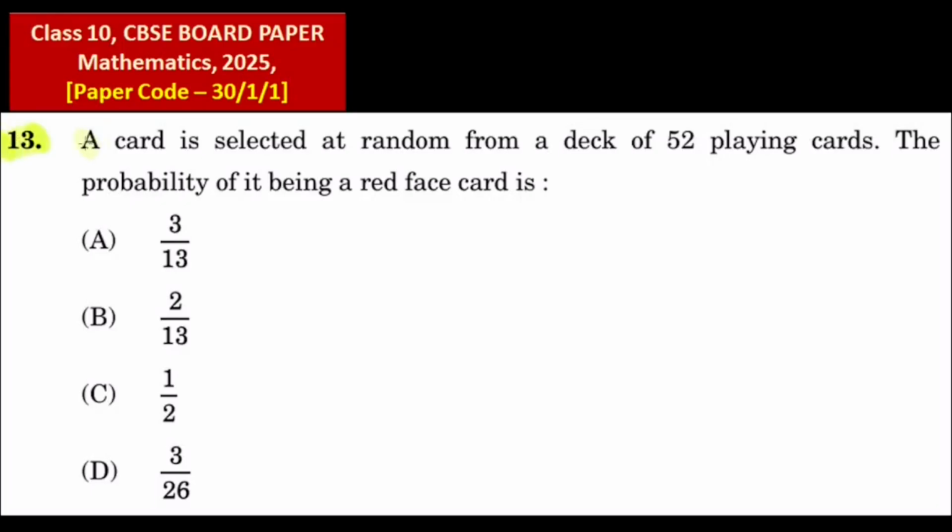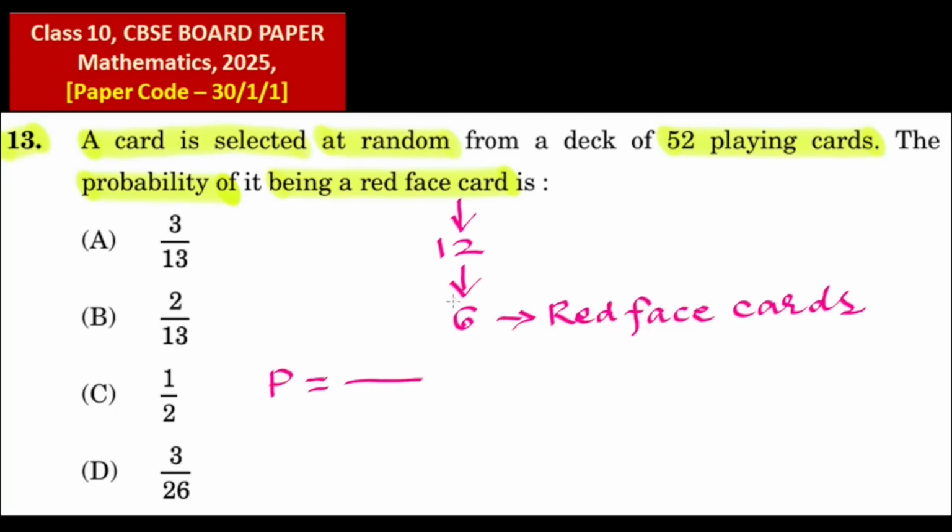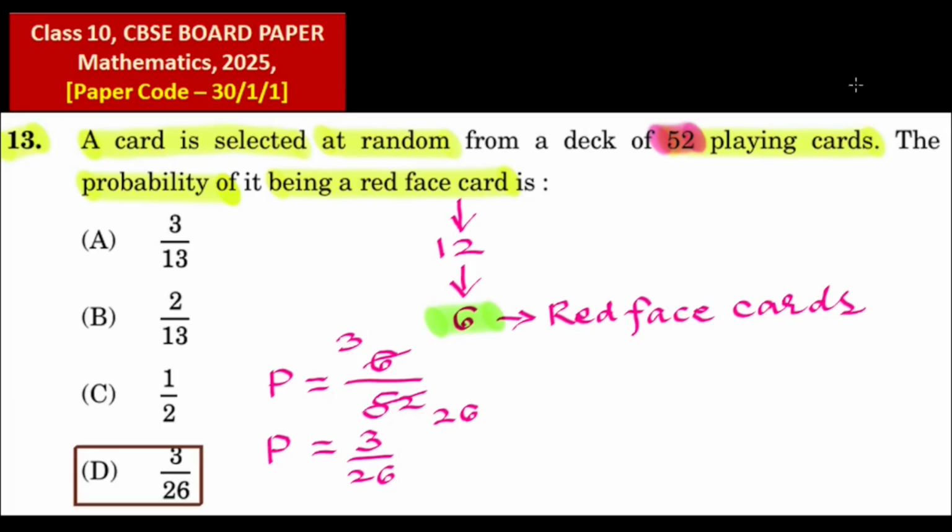Question 13. A card is selected at random from a deck of 52 playing cards. We have to find the probability of that card being a red face card. In a deck of 52 playing cards, there are 12 face cards, and out of them 6 are red face cards. So the required probability will be favorable outcomes 6 upon total number of outcomes 52, which gives 3 upon 26. So this is the required probability. Hence the correct answer option is D, 3 upon 26.